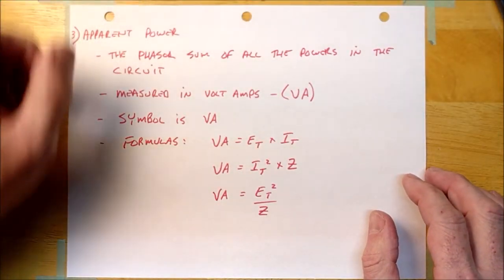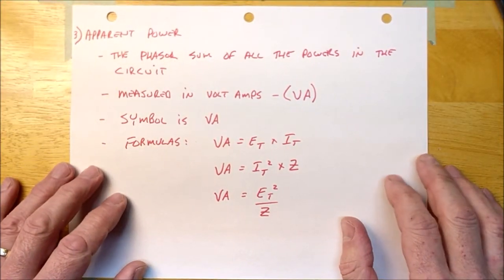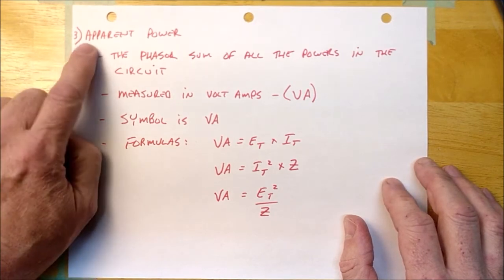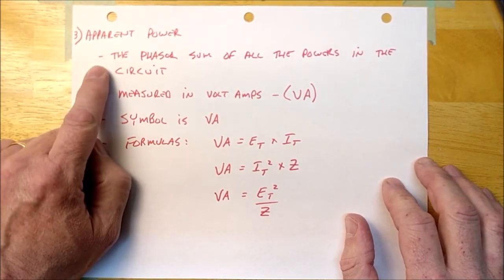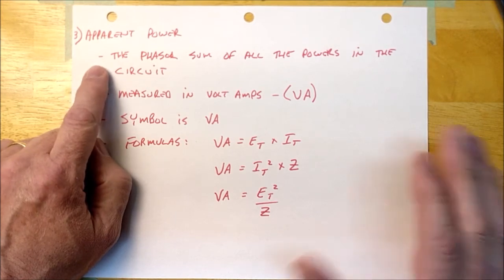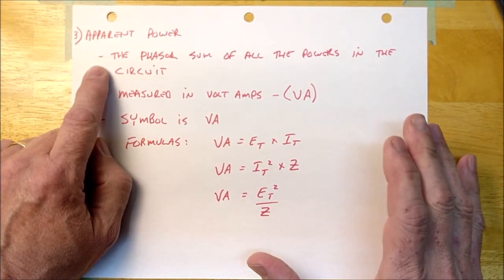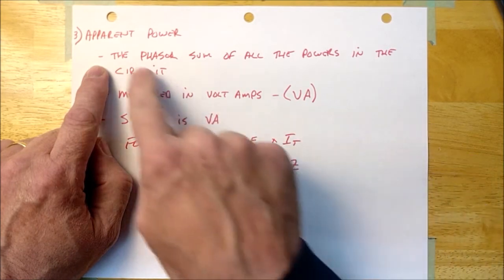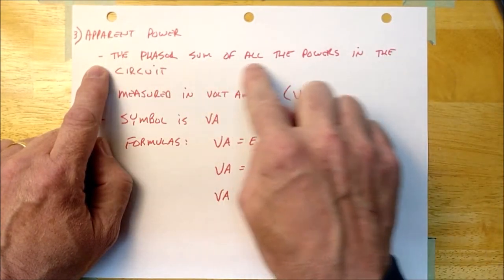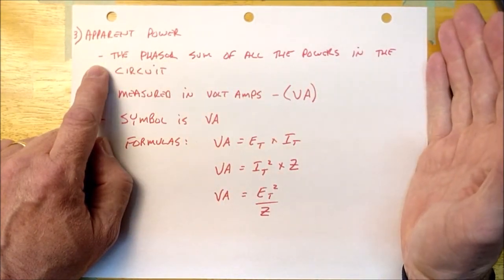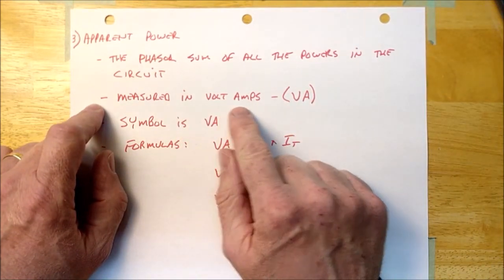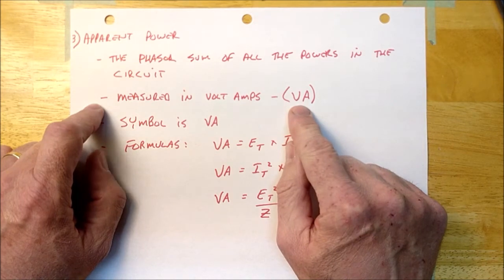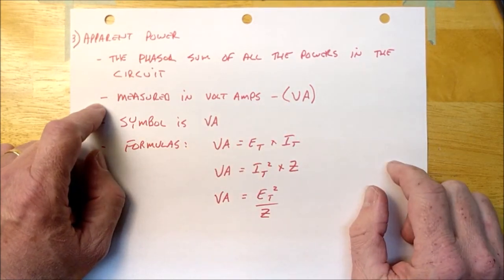Okay, guys. So the third type of power in AC is called apparent power. The apparent power is the phasor sum of all the powers in the circuit. And the other two powers are reactive power and true power, guys. So the apparent power is basically the phasor sum of the true power and the reactive power in the circuit. It is measured in volt amps, shortened VA. Its symbol is also VA.